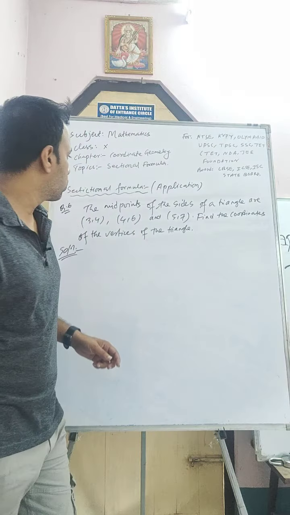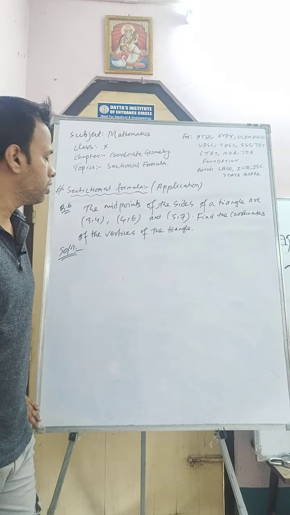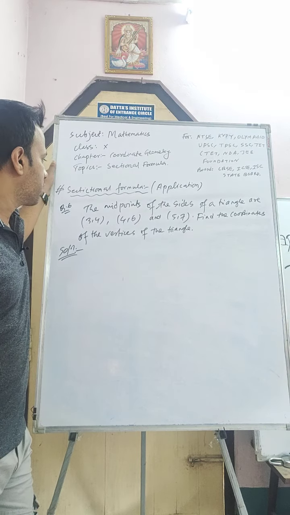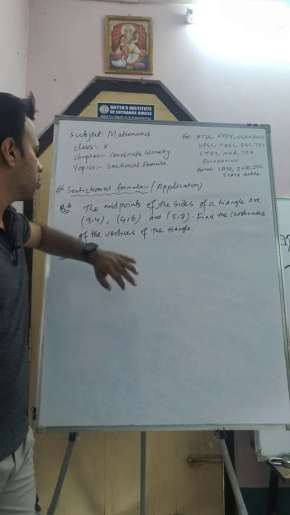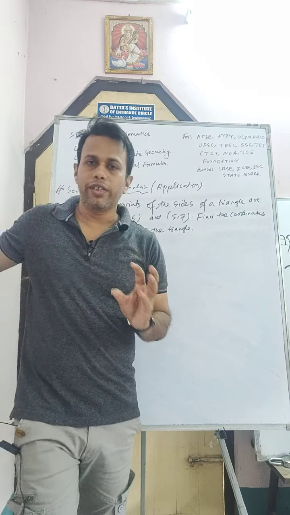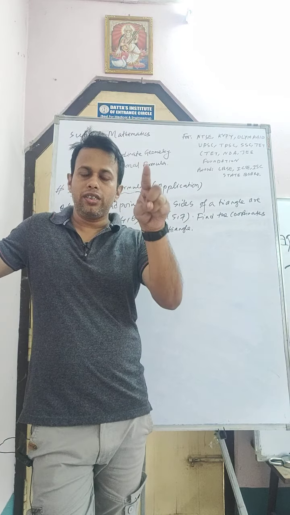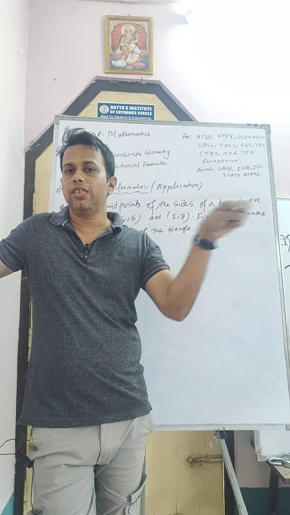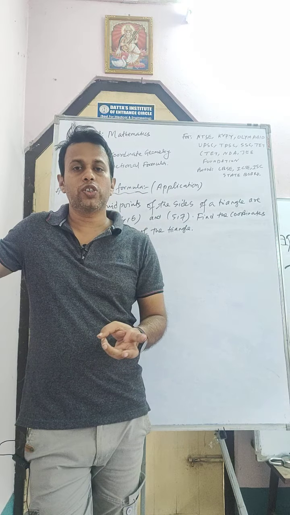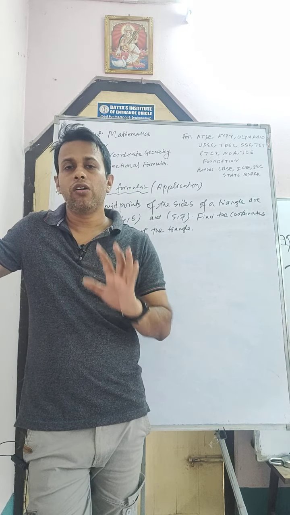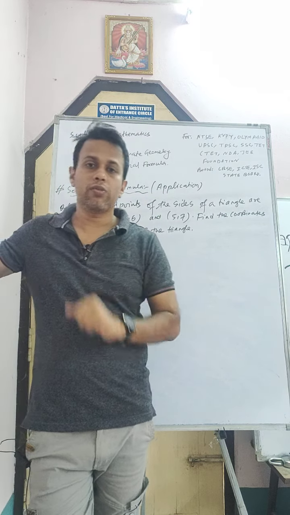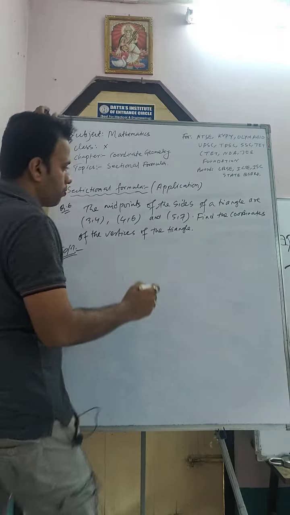So students, the next question is question number 6. This one is also from the application of the section formula. The midpoints of the sides of a triangle are given, and find the coordinates of the vertices of the triangle. So here the question is so interesting. In a triangle ABC, suppose the midpoints are D, E, F. The coordinates of D, E, F, the midpoints of the three sides, are given, and we have to find the vertices of the triangle.